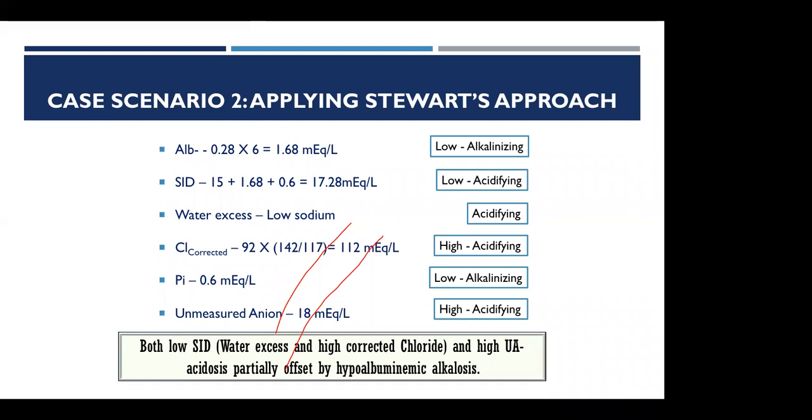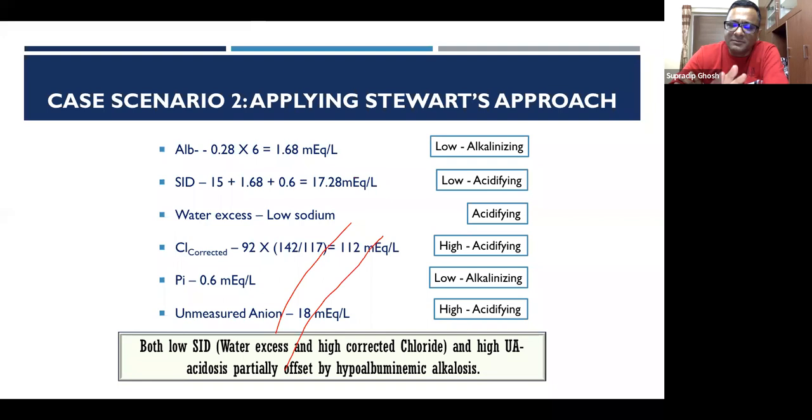But I strongly discourage students, for real practical purposes, from using these formulas. Because the beauty of the Stewart approach is not to use formulae. This is the most beauty. Using formulae, again, we are trapped in the same Henderson-Hasselbalch problem. The beauty is you can simplistically find out the acid-base disorder by looking into the sodium, chloride, and albumin. That's it.